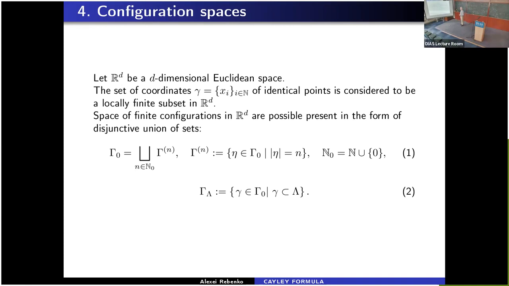And so this is the notation: gamma zero is a space of points, a bounded number of these points, and gamma lambda means that these coordinates are in some lambda, which is a bounded region of Euclidean space.